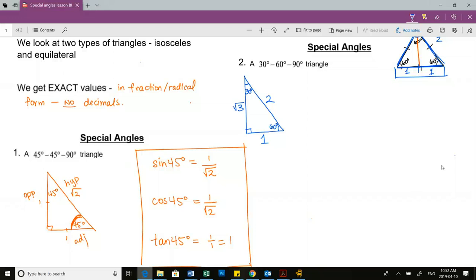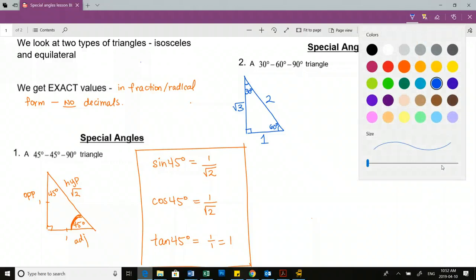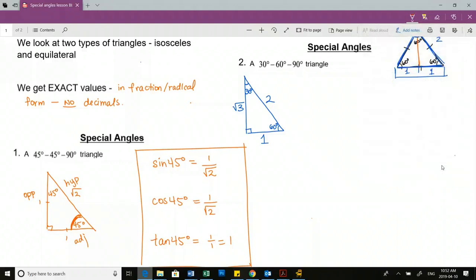Okay? So we're going to set up 2 different sets here. We're going to set up sine of 30, cos of 30, and tan of 30. And we're also going to set up sine of 60, cos of 60, and tan of 60. So let's start with all the 30s. 30 is going to be my reference angle. So if 30 is my reference angle, this is opposite, this is adjacent, and this is hypotenuse.